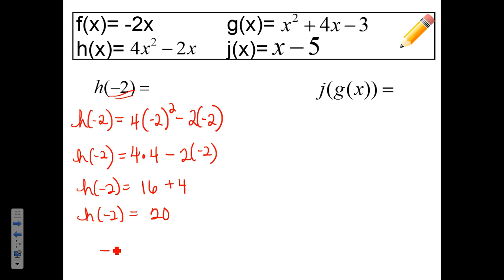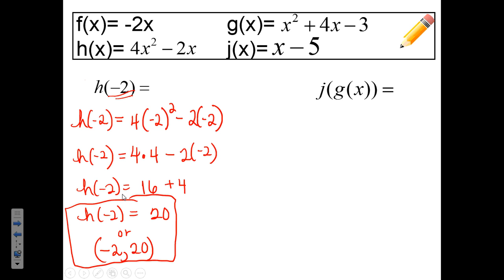Now remember, that means the input of negative 2 gives us an output of 20. So you can write the solution to this as h of negative 2 equals 20, or negative 2 comma 20 in ordered pair.